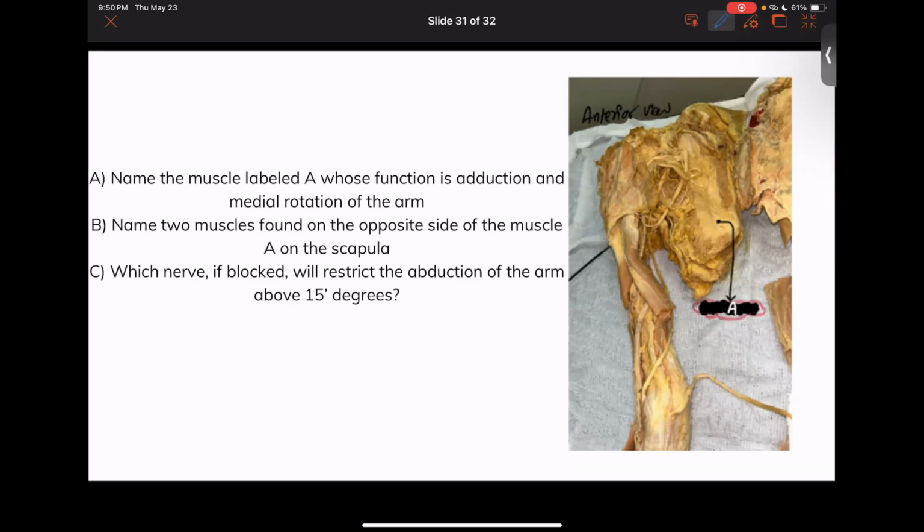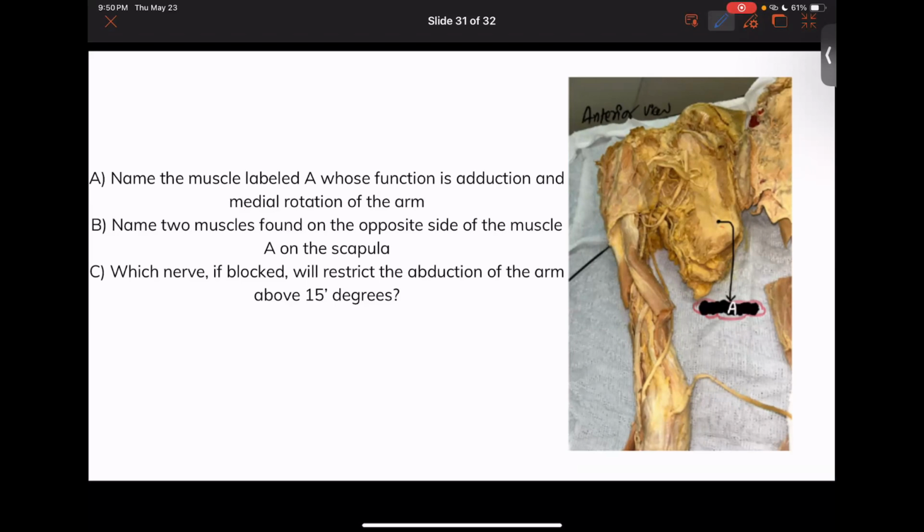Okay. B, name two muscles found on the opposite side of the muscle A. So the other way around. What muscles would be there? Supraspinatus and infraspinatus. You know that one side of the scapula has the subscapularis. On the other side, above is the supraspinatus, and below the supraspinatus we have the infraspinatus.